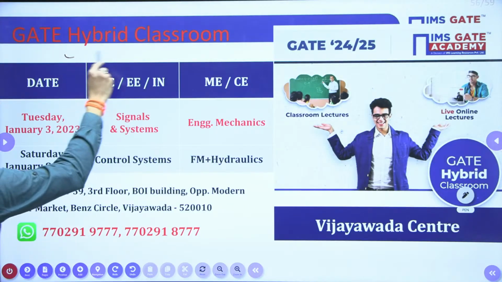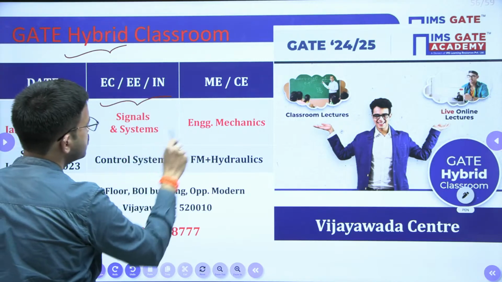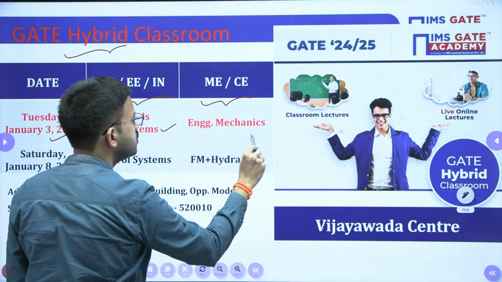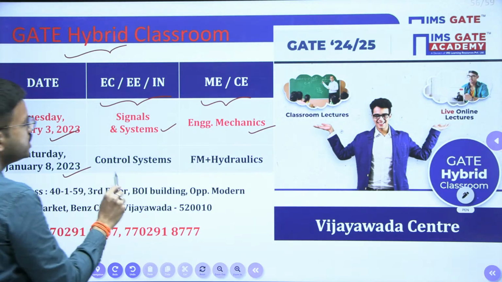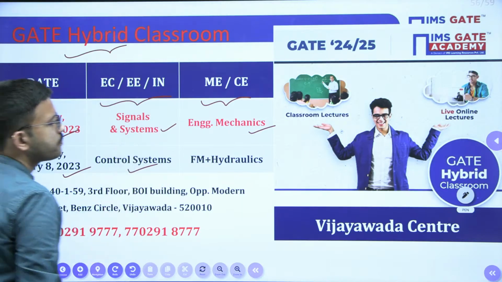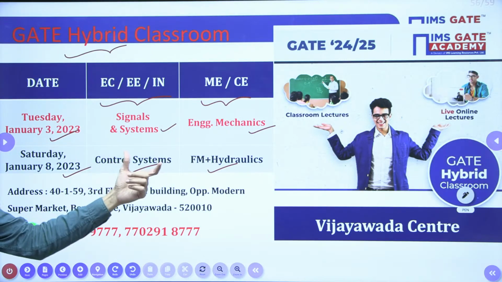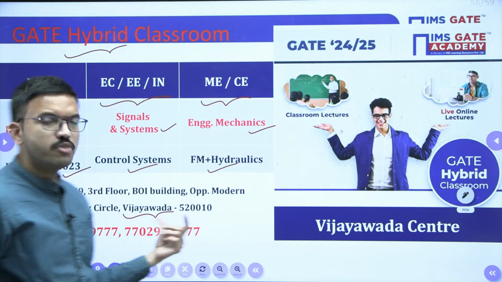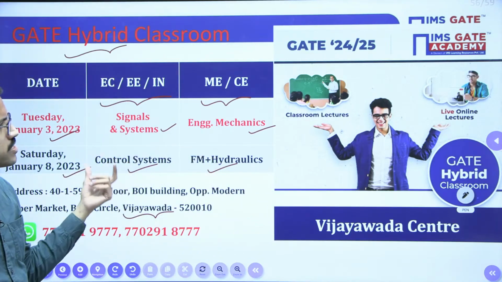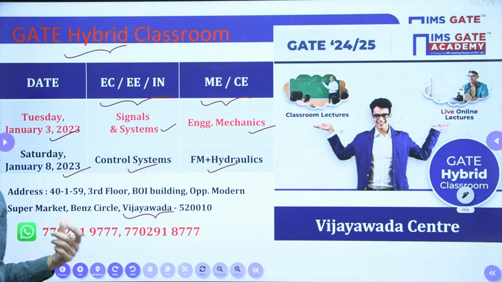And regarding hybrid classes, it will start on January 3rd for EC, Electrical, IN Signals and Systems, for Mechanical and Civil Engineering Mechanics, whereas another date is January 8th. On January 8th, Control System for EC, Electrical, IN, and Fluid Mechanics and Hydraulics for Mechanical and Civil. So these classes are hybrid, and the center is Vijayawada. Regarding these courses, if you have any inquiry, you can call the numbers we have mentioned and ask.